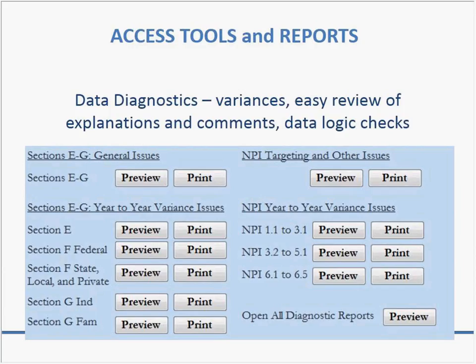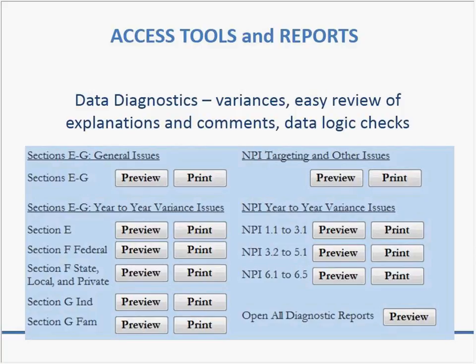Let me move on. So, data diagnostics. This is a screenshot of the various data diagnostics. Again, this is exactly what NASCSP uses for data cleaning. You can view the data diagnostics by agency. You can open up all reports. These are built to flag the various issues and data anomalies that exist throughout this report. Sections E through G, general issues, we're looking at year-to-year variances. We're looking at if any one NPI is greater than items in Section G.